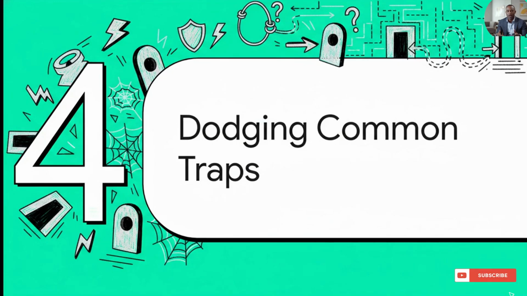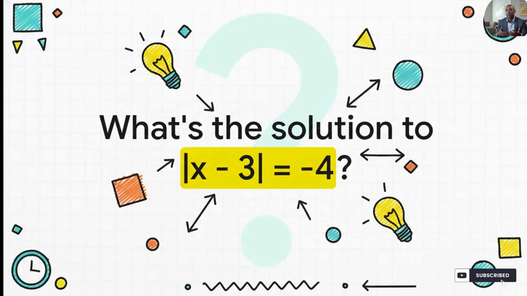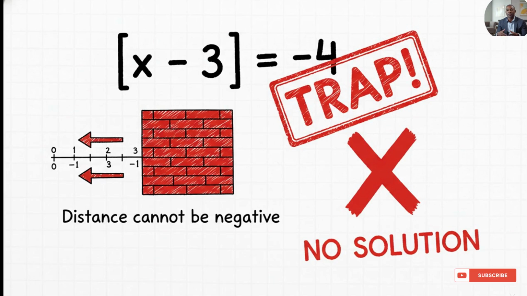Okay, so you've got the method down, but that's only half the battle. The ACT loves to set traps, and you need to know how to spot them and sidestep them like a pro. Let's kick things off with a classic. Take a look at this. What's the solution to the absolute value of x minus 3 equals -4? I'll give you a second to think about it. What's your gut telling you? Aha! It's a trap. Remember the very first thing we talked about? Absolute value is distance. It can't be negative. The second you see an absolute value all by itself set equal to a negative number, your brain should scream, trap! You don't have to do any math. You just know the answer is no solution.